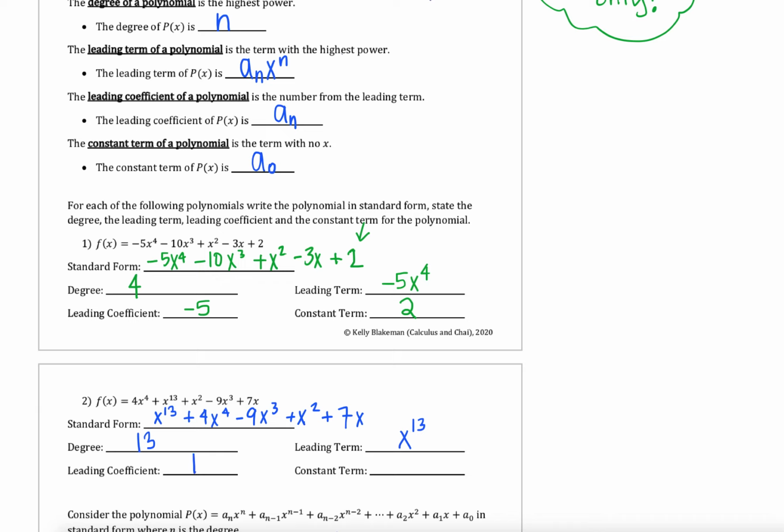in front of the x squared. And our constant term is, remember, the term with no x, and since I technically don't just have a number added or subtracted at the end, there's actually that invisible 0 that's really a plus 0 at the end of that polynomial.